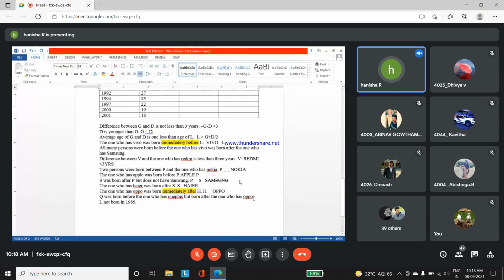Q was born before the one who has OnePlus but born after the one who has Oppo. Okay, so it is like Oppo, you have Q and then you have OnePlus. Okay, L was not born in 1985. So we can highlight which will be using it. Okay, as many persons also you can highlight it.